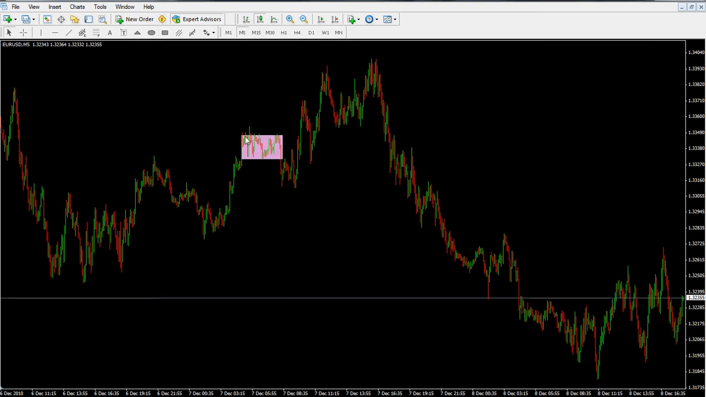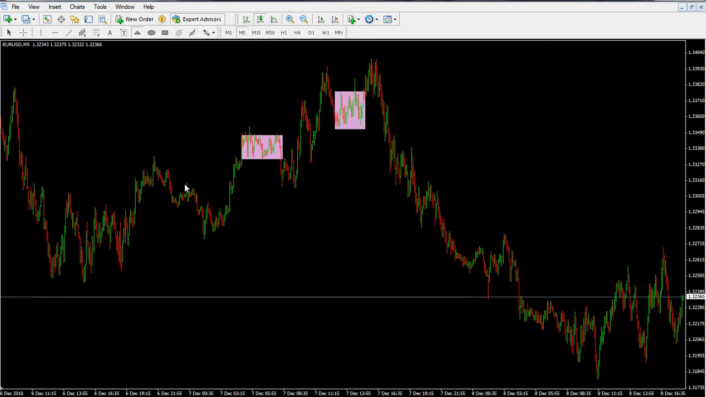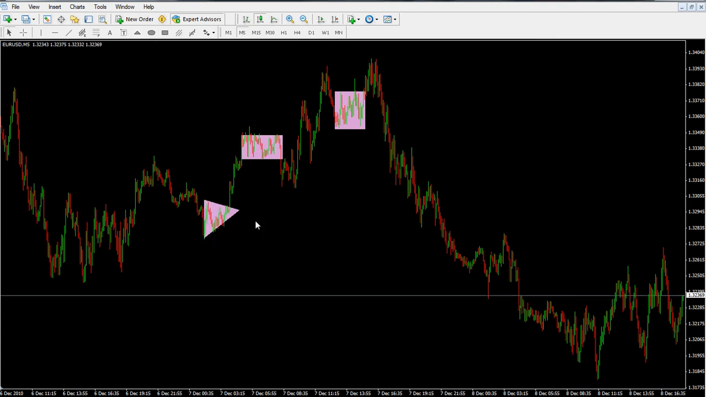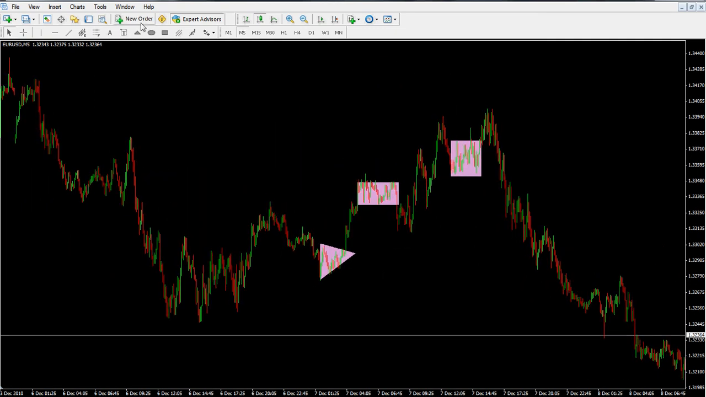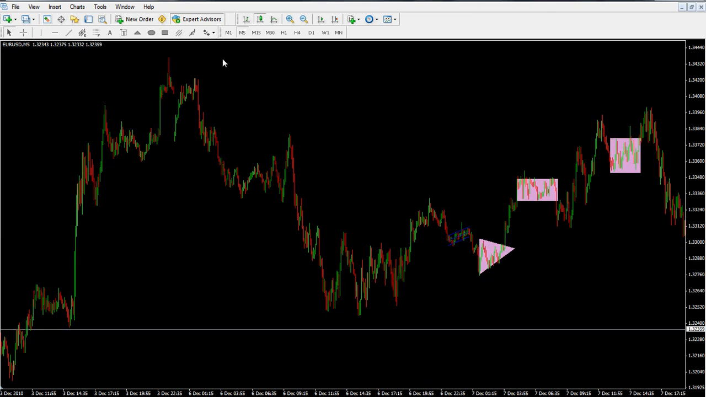For example, some rectangle here and the market went down. Another one happened here. So there are a lot of those common market patterns that I'm showing you. When you get some experience, it is really easy to find them and to use them in the future, because not only finding some pattern is important, but knowing exactly how to use them.